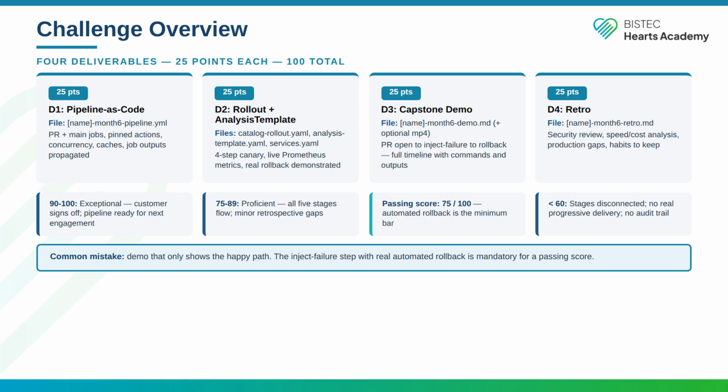Deliverable 4 is the retrospective. The security review section earns full marks only when it names specific leak paths from your actual pipeline, not generic risks from a checklist. The cost and speed analysis earns full marks only when it includes real numbers from your own runs.